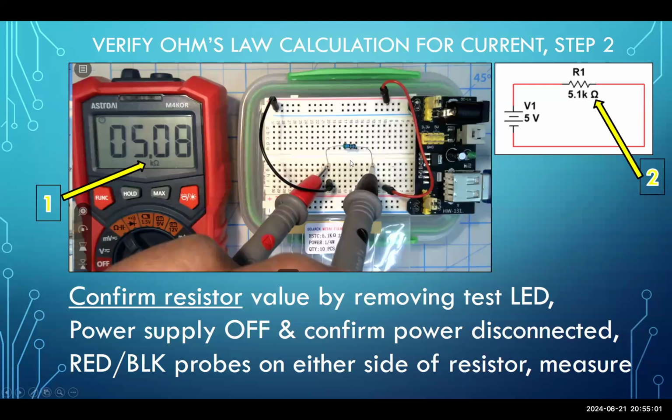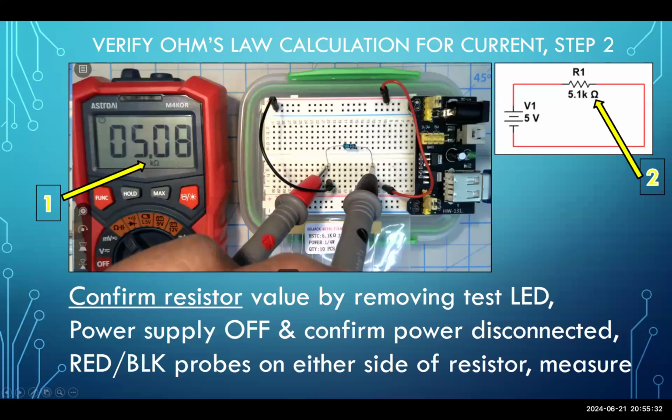Then red and black probes can go on either side of the resistor. Your multimeter dial is set to omega for reading ohms. Your display is showing you units of kilo ohms. And is the display showing you something close to 5.1 kilo? Well, 5.08 is pretty close to 5.1. It's within 20 ohms of being 5.1 kilo. Okay, so what we got going on here is we're happy with the resistor value.